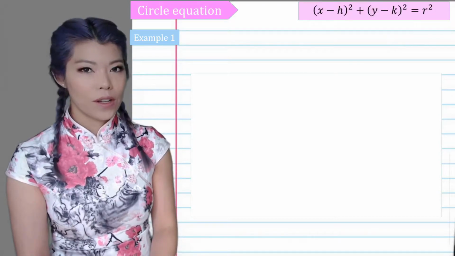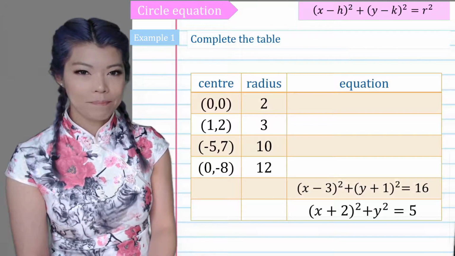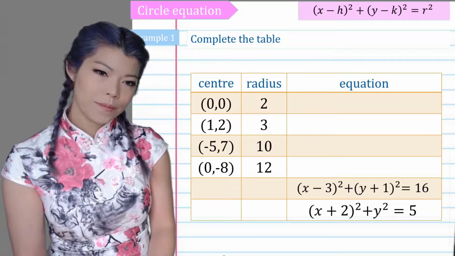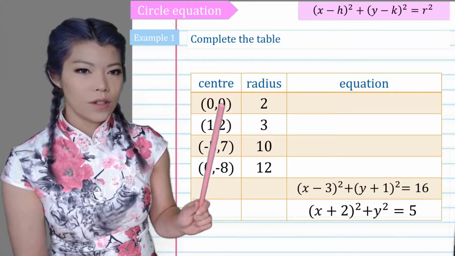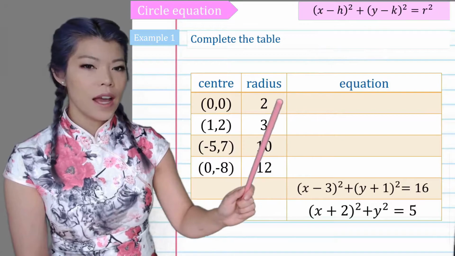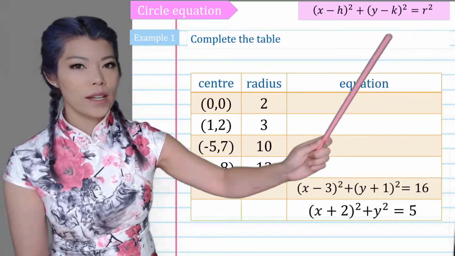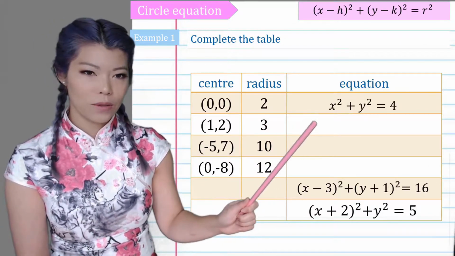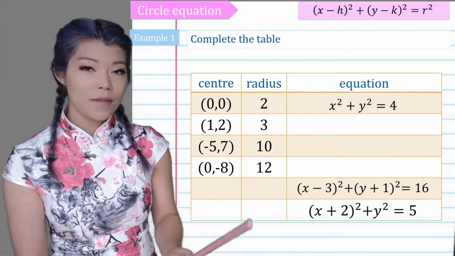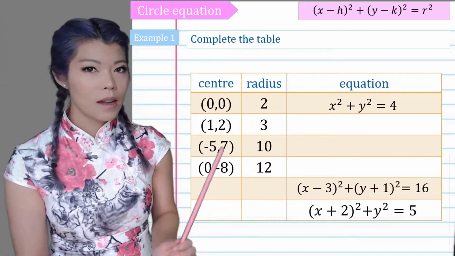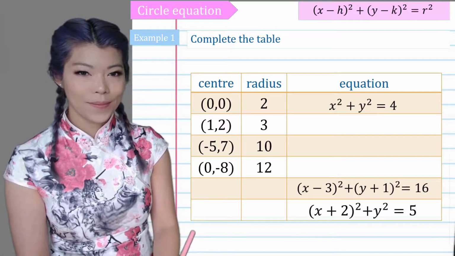Let's have a look at the equation a little bit deeper. Complete this table. So here we have the center 0, 0, so h and k are 0, and the radius is 2, so 2 squared is 4. So our equation looks like that. Try the rest. Pause the video and unpause to check your answers.